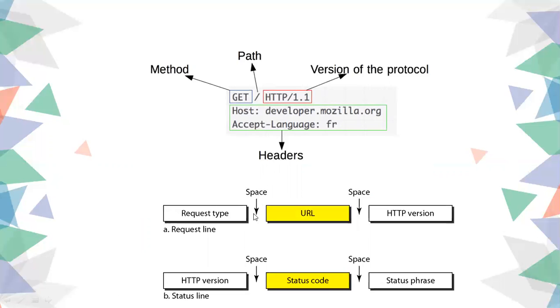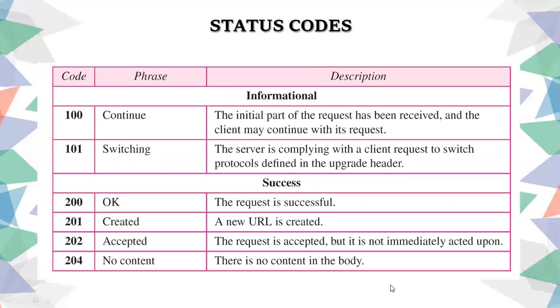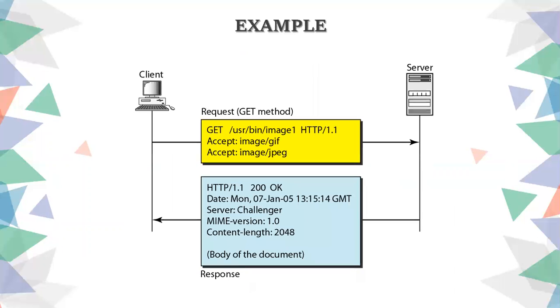That is a request type, URL, and the version in the request side, whereas on the status side, it will be the type of version, the status code, and the status phrase. Status codes we discussed, and this is the example we have.